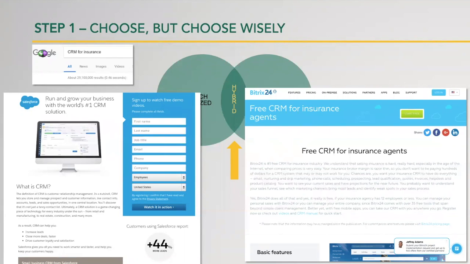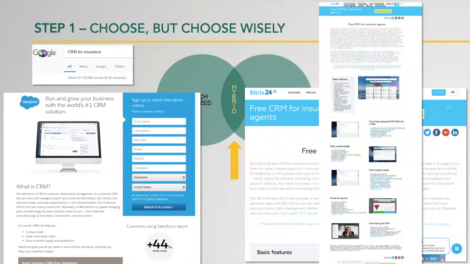So in this case, this is the number 1 result, a free CRM for insurance agents. It's probably no wonder that it gets all the way up to number 1. Even I'm curious as to, well, how exactly do you guys do that? Those are examples of what the 2 different pages look like, just so you know.